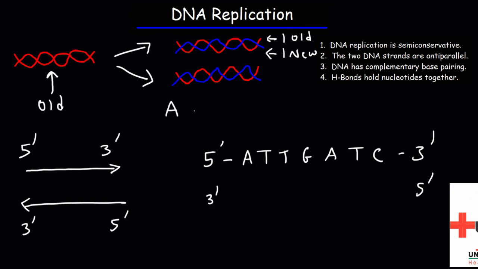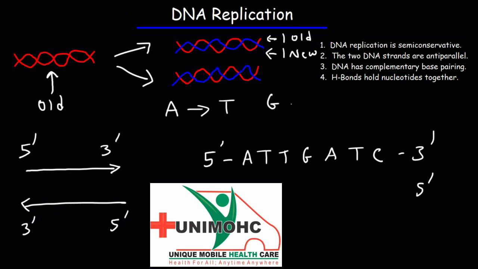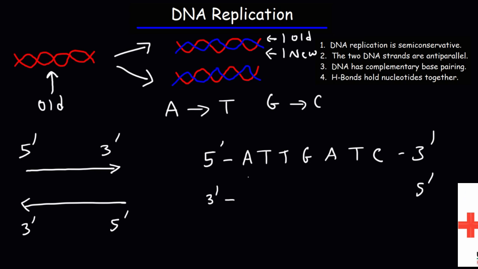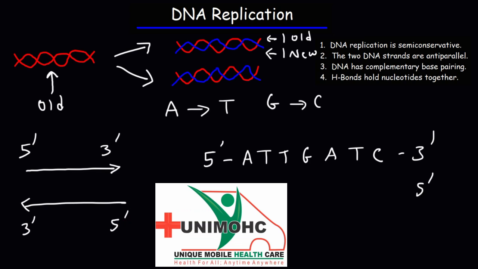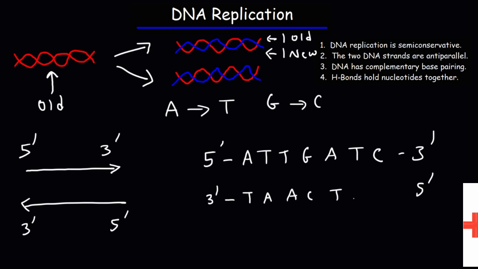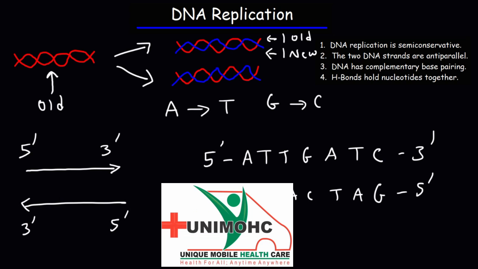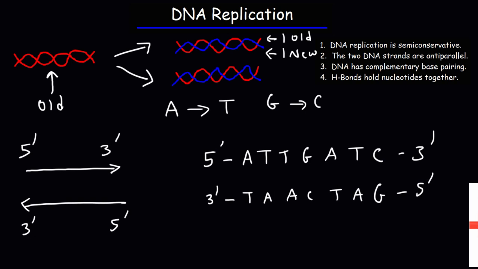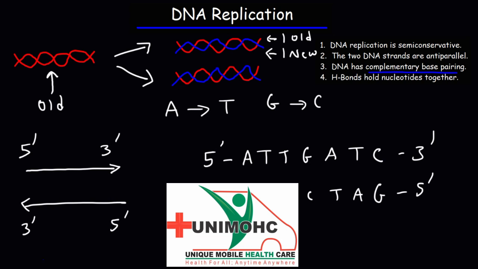Now in DNA, you need to know that A always pairs up with T and G always pairs up with C, and vice versa. So here we have A is going to pair up with T, T is going to pair up with A, G is going to pair up with C, A is going to pair up with T, and C will pair up with G. So given the information of one strand, we can write the nucleotide sequence of the other strand. And so that's the idea of complementary base pairing in DNA.